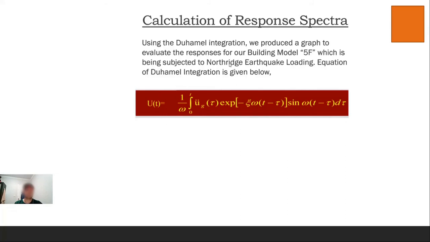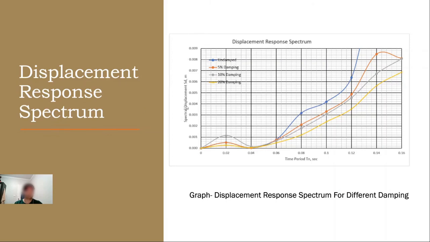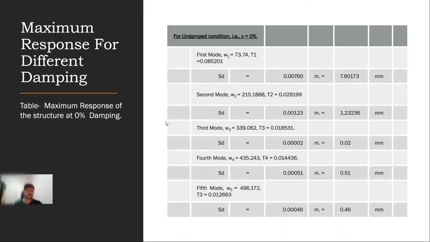For the calculation of response spectra, we use the Duhamel integration formula to produce the overall response of the building, which is 5F, due to the Northridge earthquake loading, which uses the ground acceleration obtained from the Northridge earthquake loading, which is given in the questions. And this is the displacement response factor for the different damping, which we have assigned as 5% damping, 10% damping, 20% damping. For the maximum response for the different damping, let's say 0% damping.